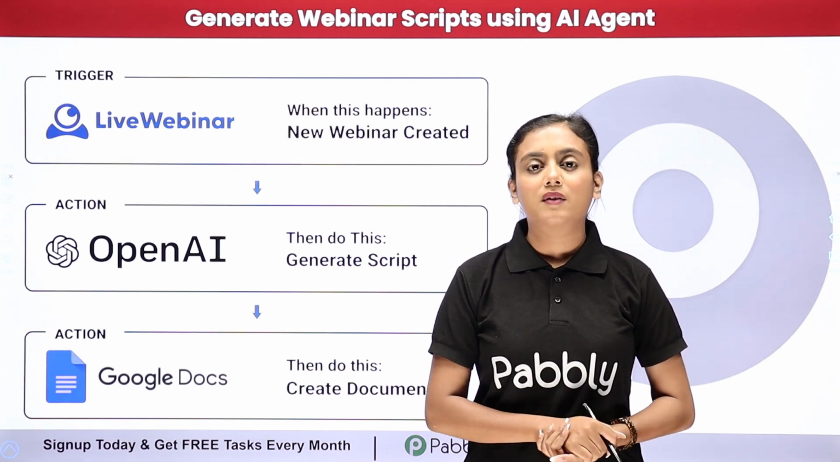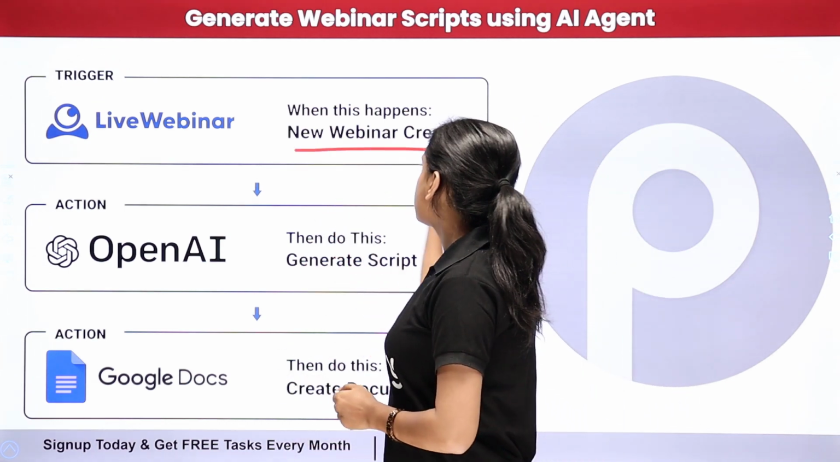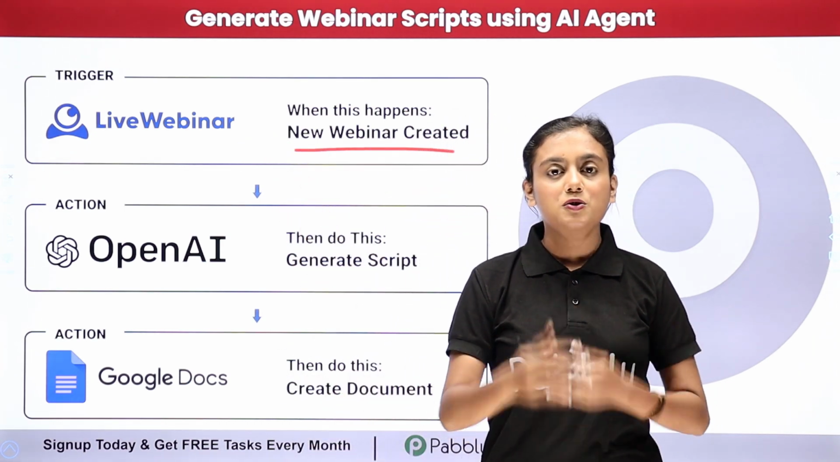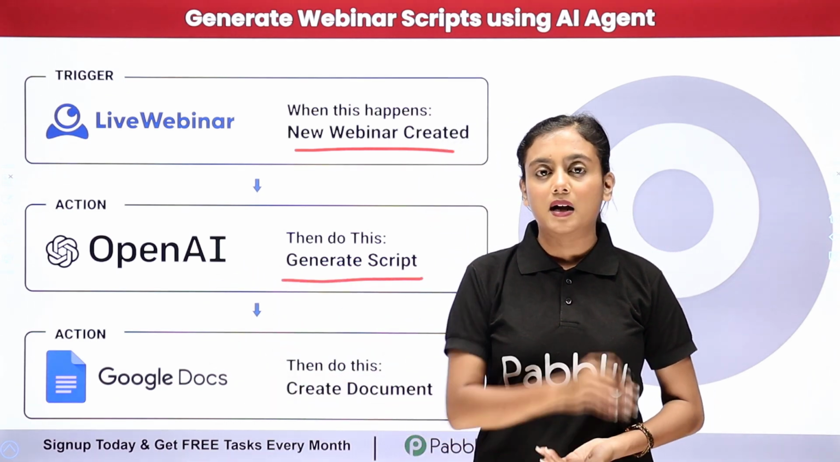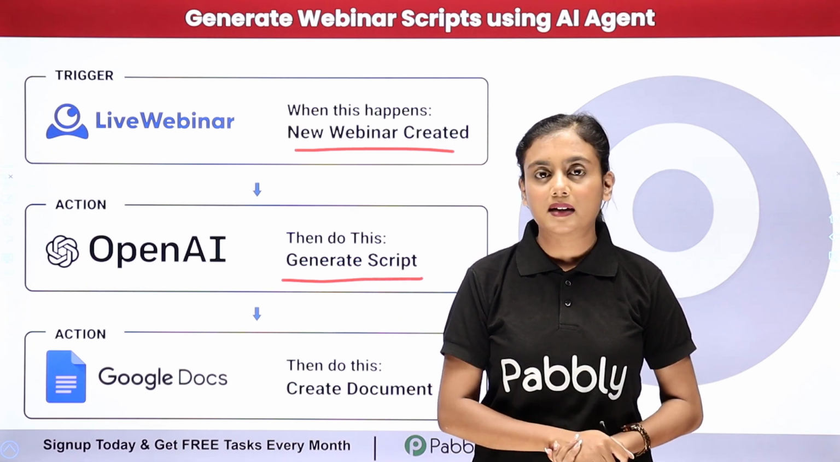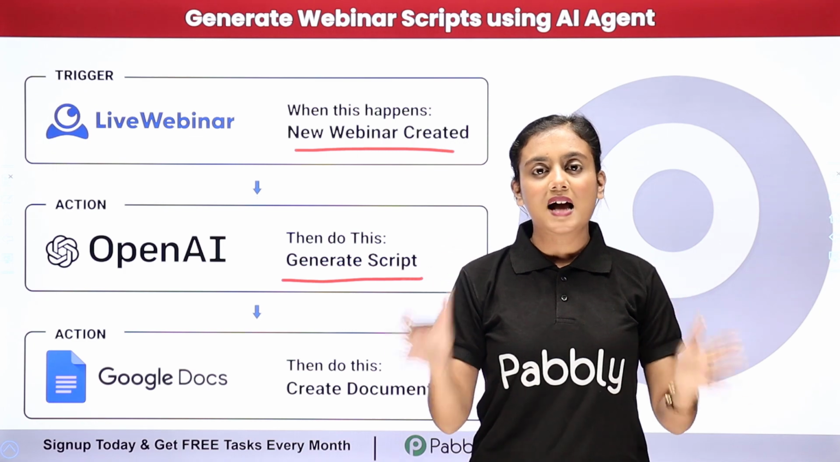I manage all my webinars with the help of LiveWebinar. So now over here, whenever a new webinar is going to be created in my LiveWebinar account, automatically an AI agent is going to generate the script according to the webinar title and the agenda of the webinar that I've created.